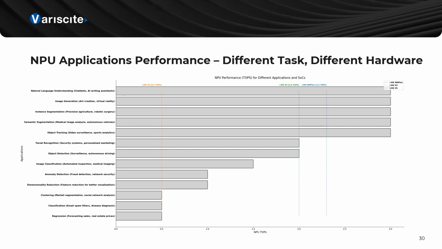NPU applications vary in complexity and hardware requirements. This chart, which is created by Variscite, provides rough guidelines for the amount of TOPS required by different AI applications and overlays this with the TOPS capabilities of the MX93, 8M-PLUS, and MX95 NPUs. Starting at the bottom, we can see that regression, classification, and clustering tasks are typically more basic and generally only require around 0.5 TOPS. These tasks are suitable for all SoCs, including the MX93.